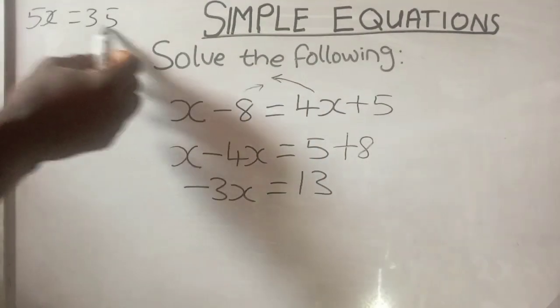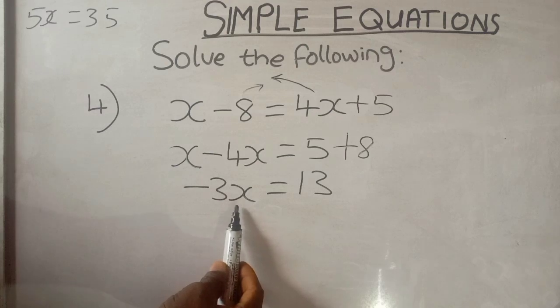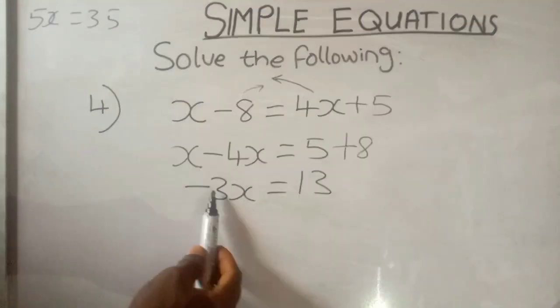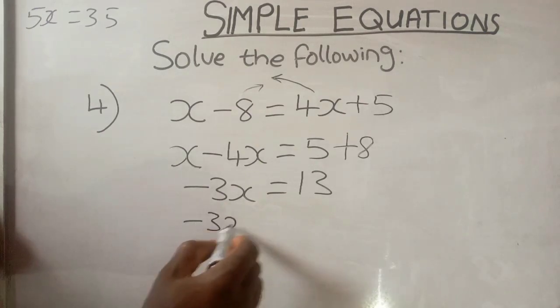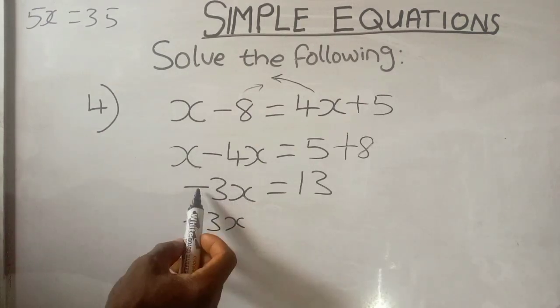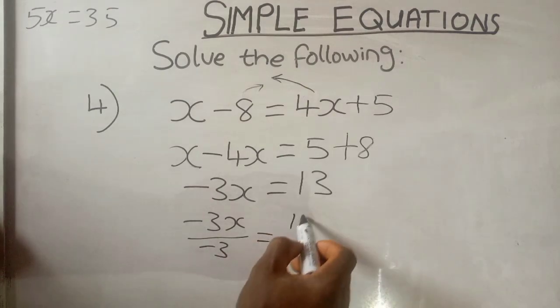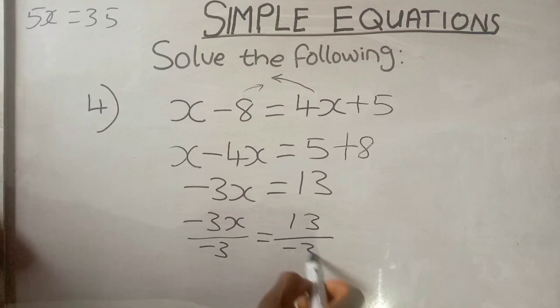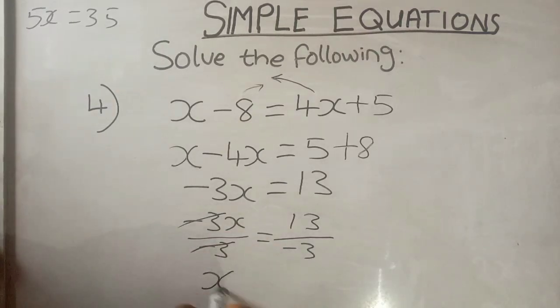So what we do is divide both sides by the coefficient. But this time around, what is the coefficient of x here? The coefficient of x this time around is minus 3. So we divide both sides by minus 3. Minus 3 cancels out minus 3. We are left with x is equal to minus 13 over 3. That becomes the answer to the question.